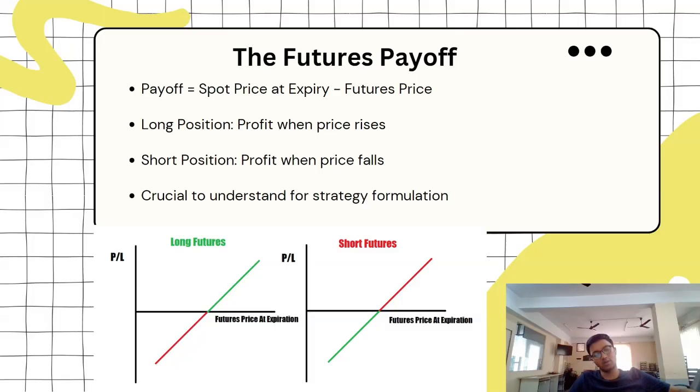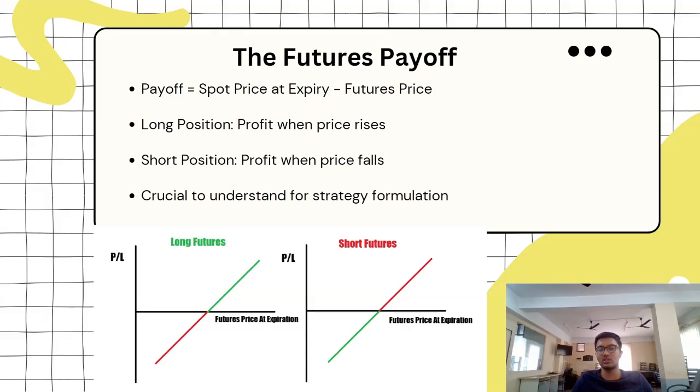The same goes in the downward direction as well. From 1,000 rupees, the stock went to 950. I made a loss of how many percent? 5 percent. From 1,000, it went to 900. I made a loss of 10% on my initial capital, the money that I put into the futures.